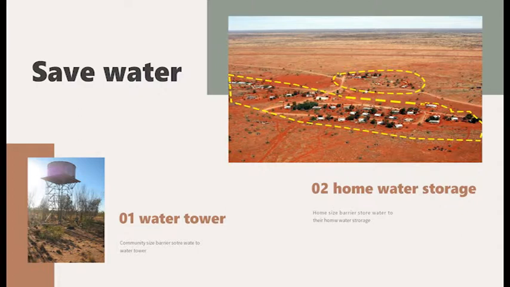Let's look at the picture. The yellow circle line means the community water barrier. This area's water could be stored in the water tower. Let's look at the red line. This means the home water barrier. This area's water is stored in their home water storage. It could save the water in the flood event.